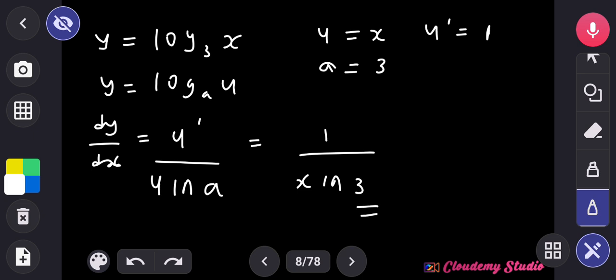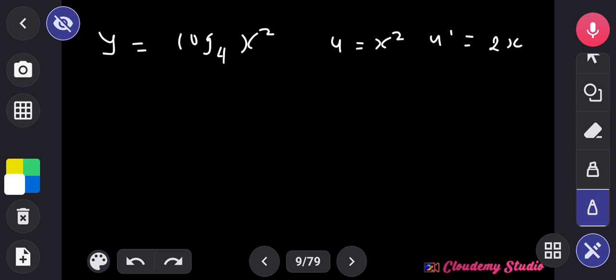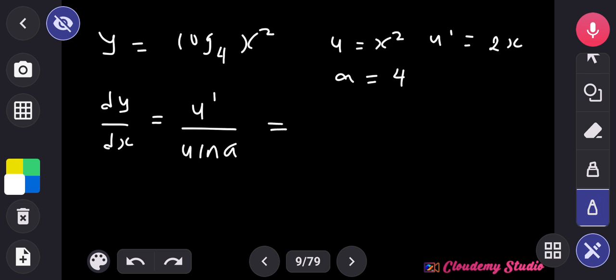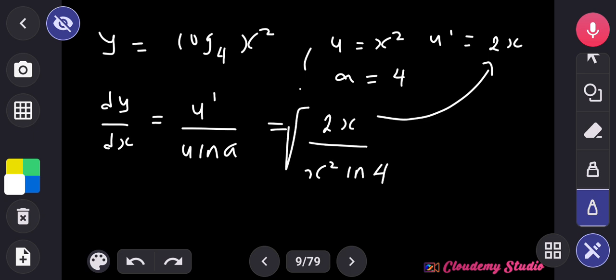Not hard, right? Let's take another example. Let's say we have y equals log base 4 of x squared. What's our u? Our u equals x squared. What's our u prime? Differentiation of u, which is 2x. What's our a? Our a equals 4. Therefore, dy over dx equals u prime divided by u ln a, which equals 2x divided by x squared ln 4. This is our answer for this particular question.